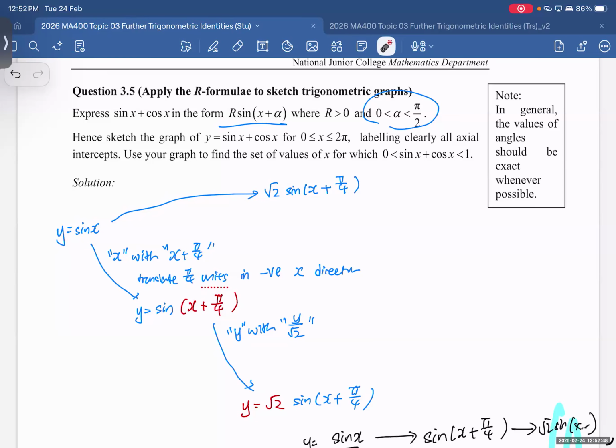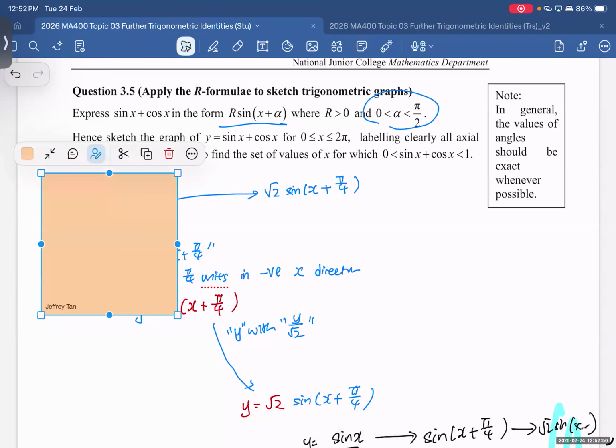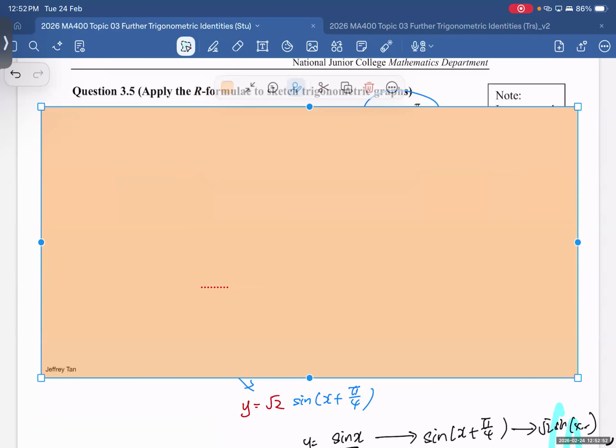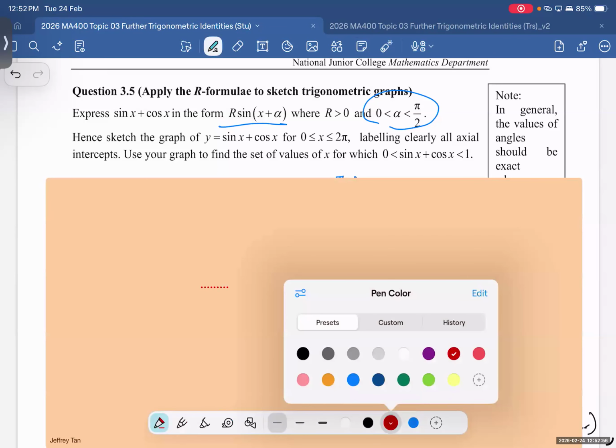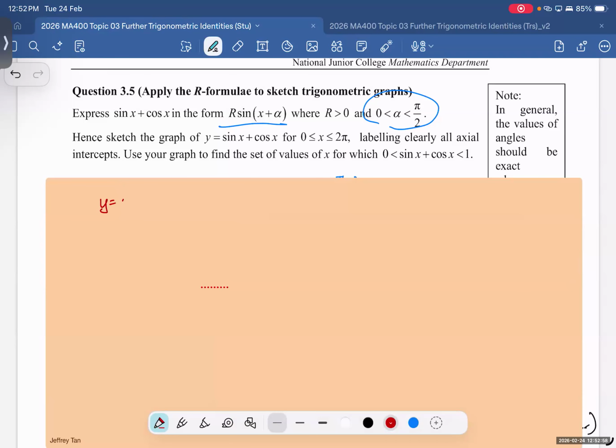Let me just start the question all over again. First of all, you need to memorize what the sine x graph is. I hope you know what the sine x graph is. Remember I showed you all the video last week. It goes like this, right? Remember I drew it wrong. This is an arc like this.